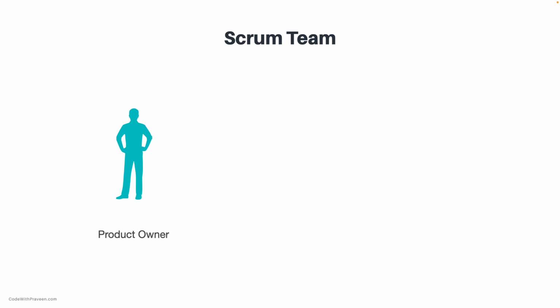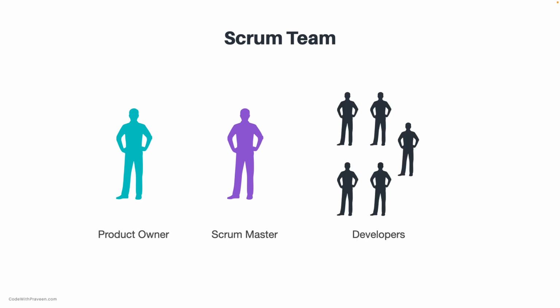Next, you have the Scrum Master, who makes sure the team follows the Scrum principles and addresses any challenges faced by the team on a day-to-day basis. Last, you have the developers, who implement the requirements in the language as selected by the team.